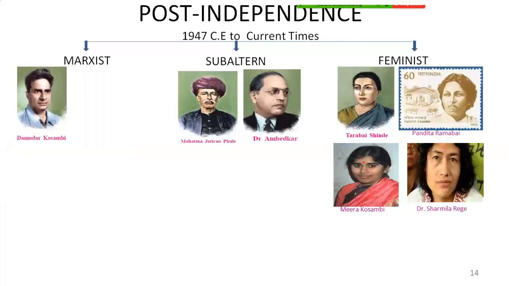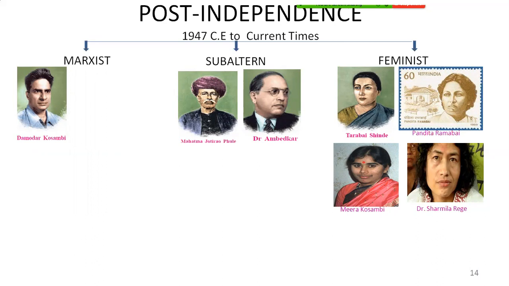The most important year in Indian history is the year 1947, when India won her independence. It marks the beginning of post independence historiography, when India started modernizing herself and started making progress on all fronts, whether it was agriculture, industries, politics, education, research, every other area. It is again written from three perspectives or three points of view, that is, the Marxist, the subaltern, and the feminist perspective.